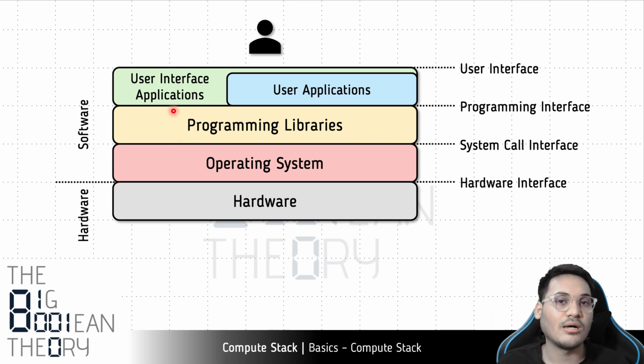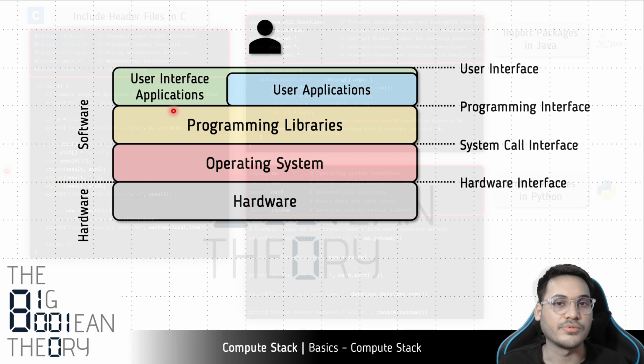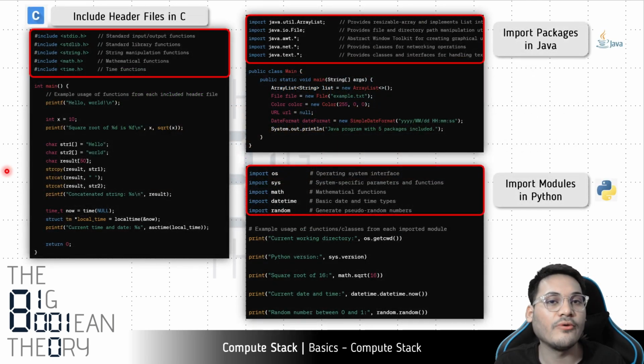Now let us see some examples to understand how programming libraries are used. Here I have taken 3 examples from common programming languages like C, Java and Python. You can see there are 3 code snippets, and at the top of each code there is a section where we have imported the programming library. The way to import programming libraries varies as per the language that we use. For example, in C we include header files, in Java we import packages, and in Python we import modules. Although all these 3 mechanisms look different, they are doing the same thing, that is importing the programming library that has been provided by the language.